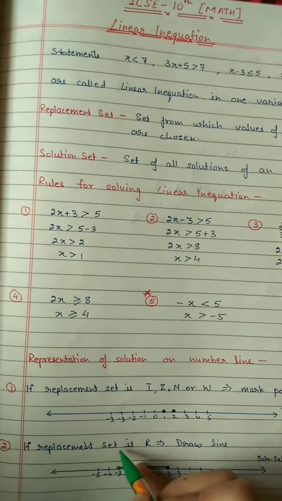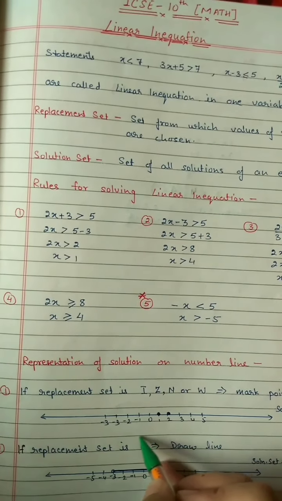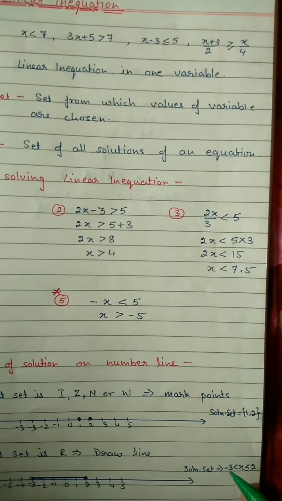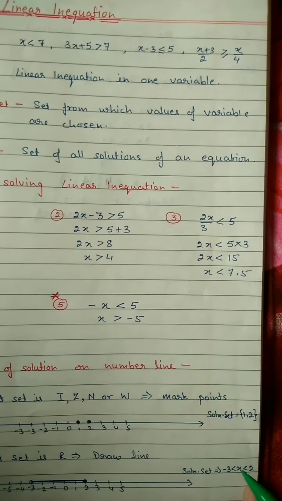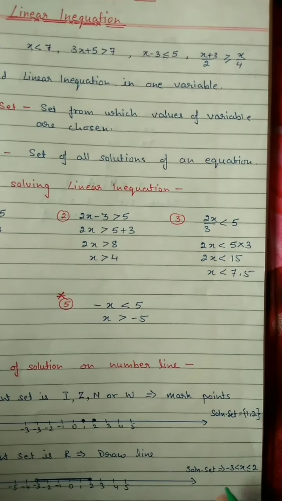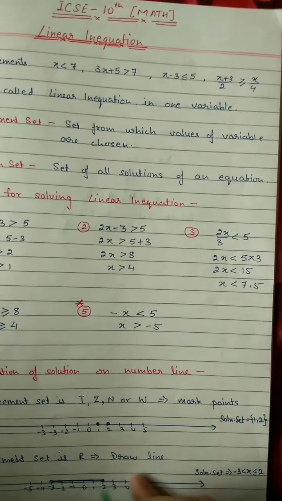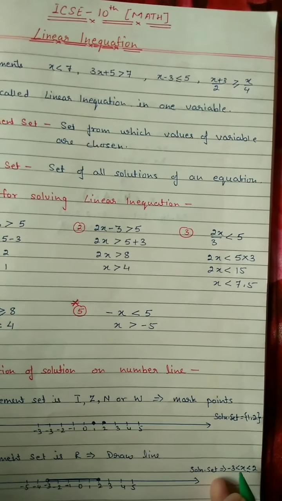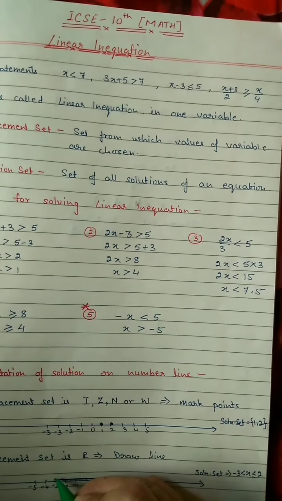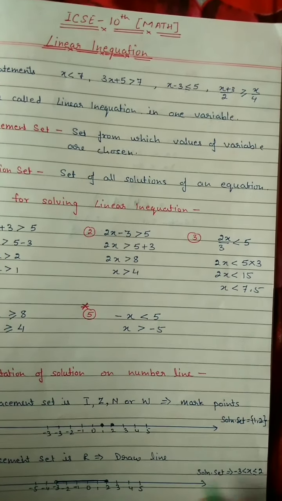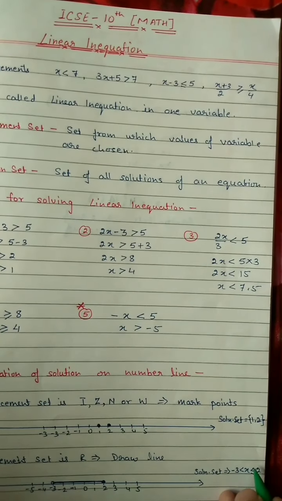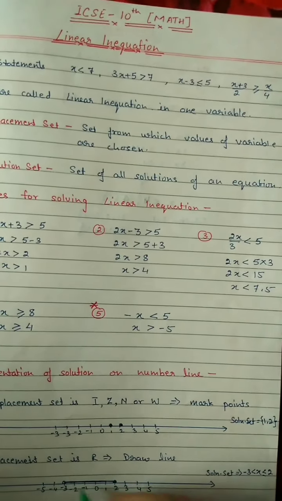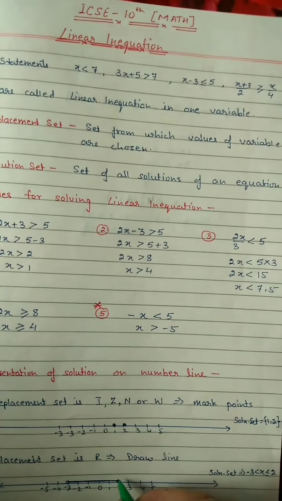Second condition, if the replacement set is R. In that case, suppose the solution set is minus 3 less than x less than equal to 2. So mark minus 3 and mark 2. On the side where only less than or greater than symbol is there, you have to mark a hollow circle, a small circle. If equal to is also there, less than equal to or greater than equal to, in that case you have to fill that circle, and join the line from here to here.